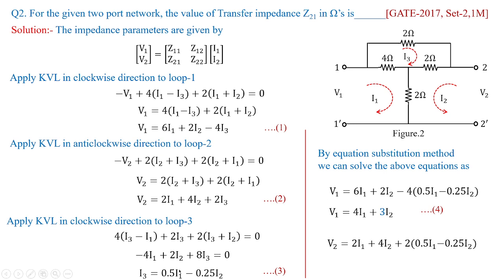Similarly, when you apply equation 3 in equation 2, we are going to get V2 equal to 3I1 plus 3.5 I2. And our requirement is Z21. So here Z21 is equal to 3 ohms. That is the right answer. You can also solve this problem using the actual two-port method, impedance parameter method, as we have done in the previous problem. Please apply the same method and comment in the chat box whether you got the same answer, that is 3 ohms or not.